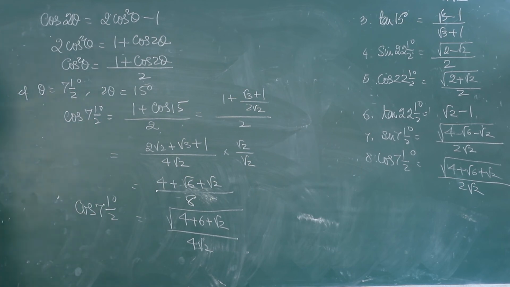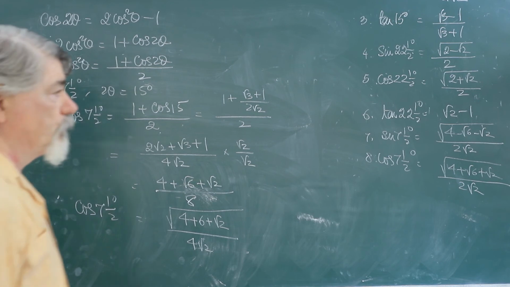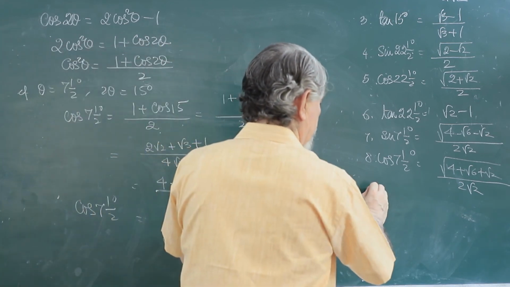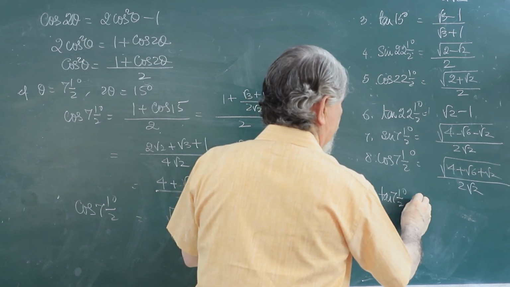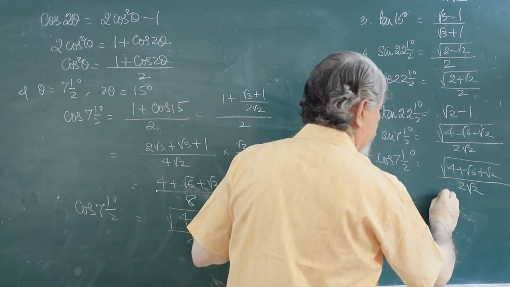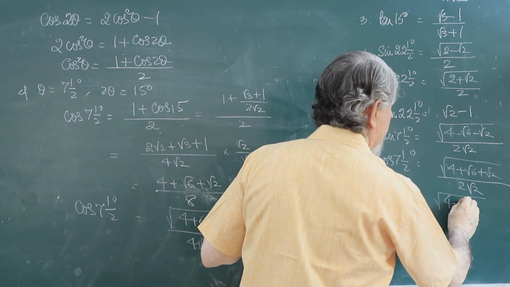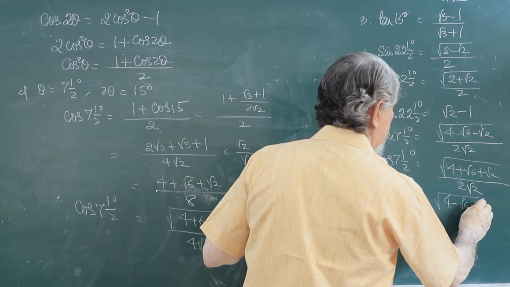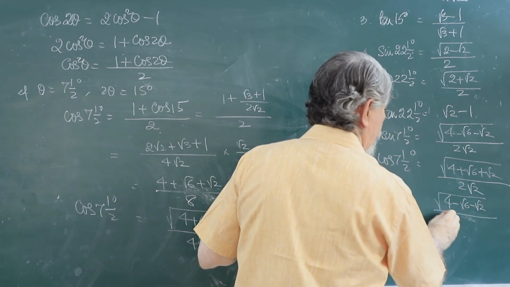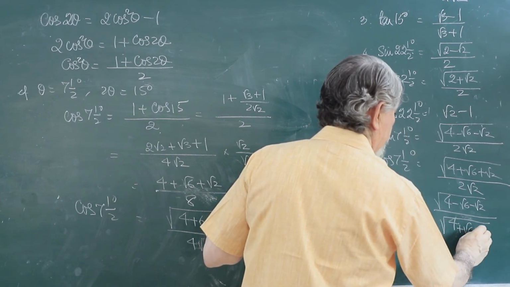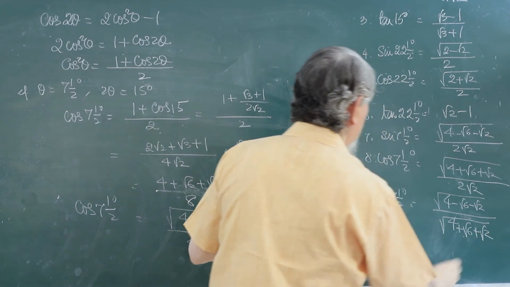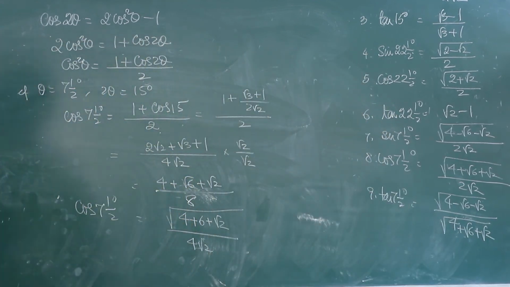And for tan 7.5, you have to divide the value of sin theta by cos theta. You simply divide the value of sin 7.5, that is 4 minus root 6 minus root 2, upon 4 plus root 6 plus root 2. So we got tan 7.5.